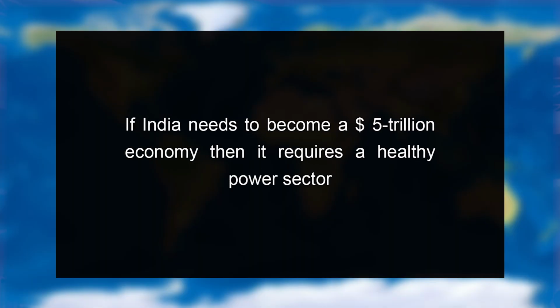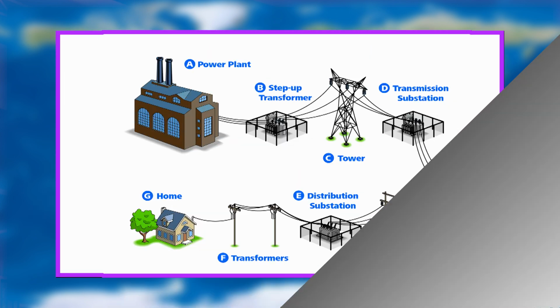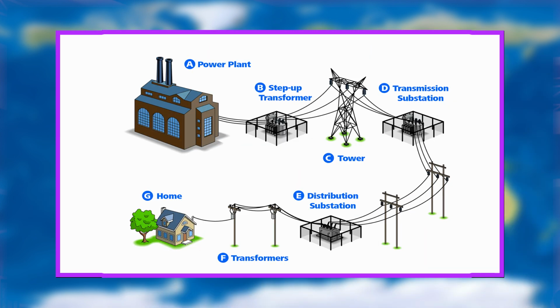If India needs to become a $5 trillion economy, then it requires a healthy power sector. The three important segments of power sector are distribution, transmission and power generation. If progress needs to be made at the desired pace and direction, then the distribution segment needs to be established as the strongest link. Hence, the central government is focusing on increasing efficiency of the distribution segment through the ADITYA scheme.